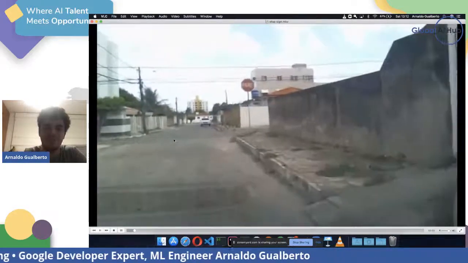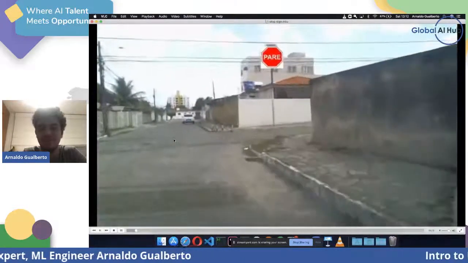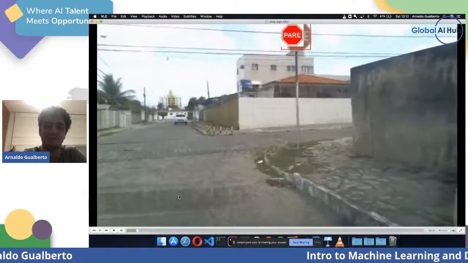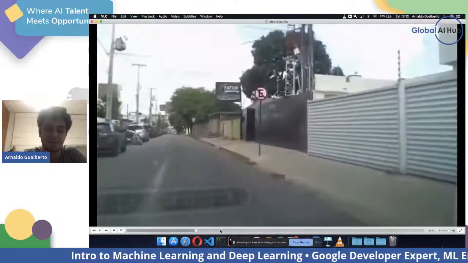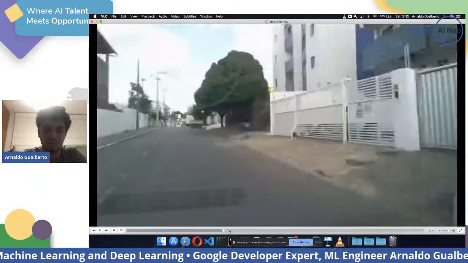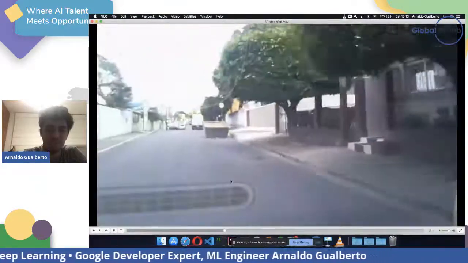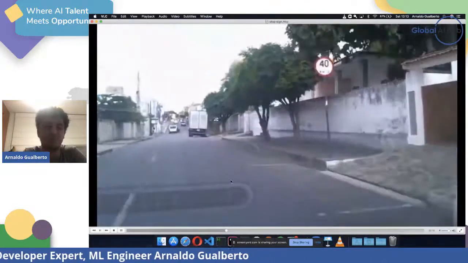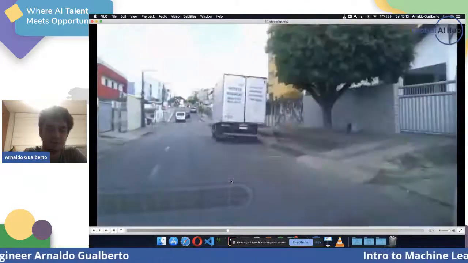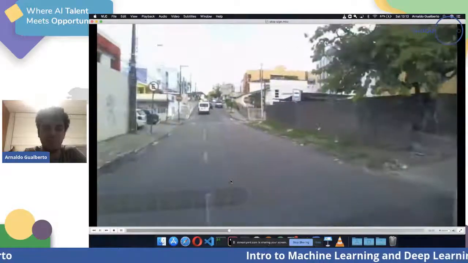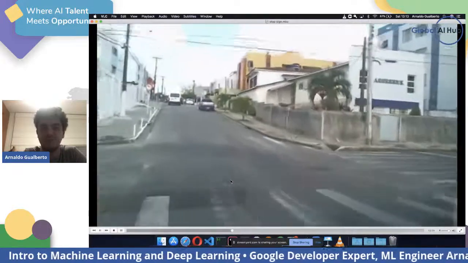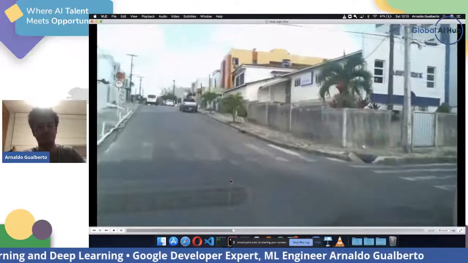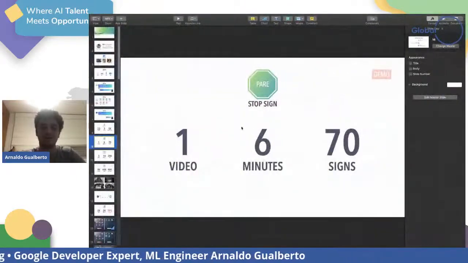You can see that when my system sees a stop sign, it detects it and says, oh, here's a stop sign. Let me show you other examples. Here's a good one. In this case, you have stop signs on both sides of the street, and you can see that my system is also able to detect them.